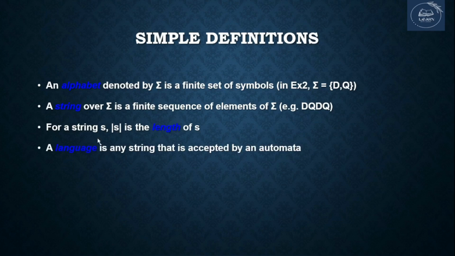And a language is any string that is accepted by an automata. So any string that is accepted means a string that takes us from the initial state to the final state. And in our examples earlier, we can see that 2 tons or 3 tons takes us from the initial state of the tap to the final state of the tap. Even 1 ton takes us from the initial state of the tap to the final state of the tap. So those strings are known as what? The language.